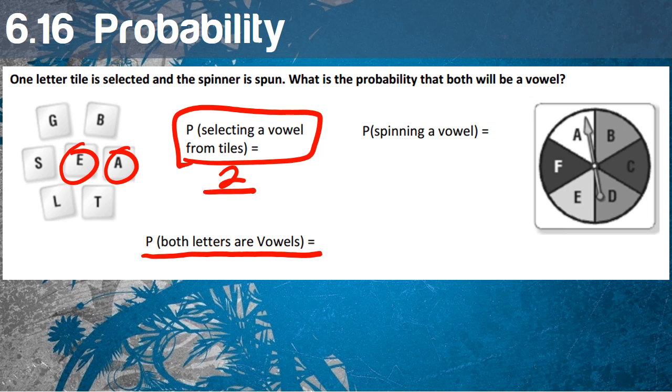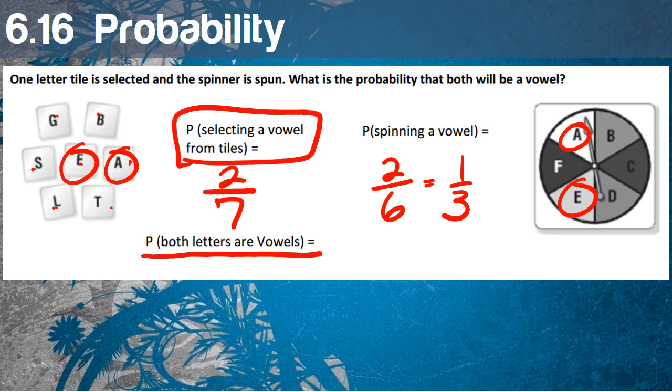So that'll be 2 out of 1, 2, 3, 4, 5, 6, 7. The probability of selecting a vowel out of our tiles here is 2/7. We know that we're multiplying by the vowels on our spinner. We find out there are 2 vowels on the spinner out of 6. We can simplify that to 1/3.